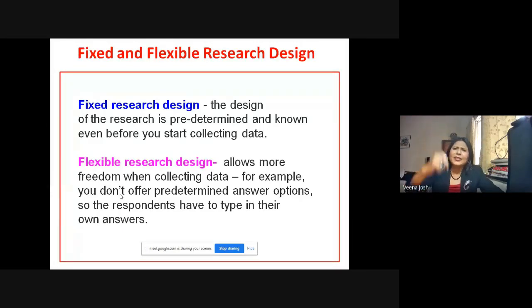Fixed research design, flexible research design. What do we call a fixed research design? I have gone with a questionnaire, and everything is written in it: yes, no, yes, no, tick, tick, tick, or you get two or three options, multiple choice. Our MCQ right now is nothing but fixed, because the answer is one of those two or one of those four. It cannot be anything beyond that.